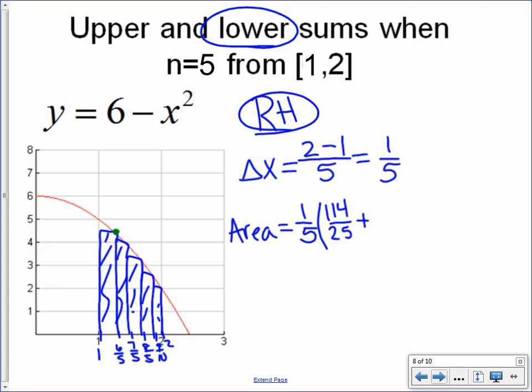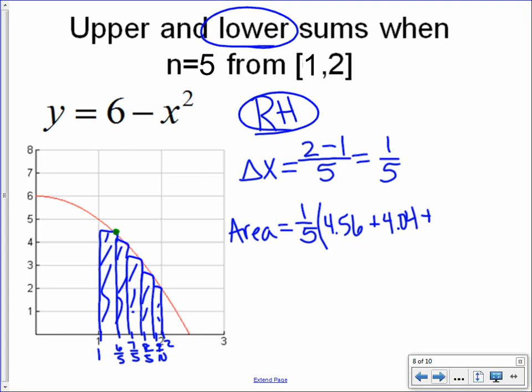Our next rectangle has height when we plug in what for x? 7/5. You know what? These are all nice decimals, aren't they? Okay, let's just do decimals. Because it's something over 25, it's going to be a nice decimal. So 4.04, the first one was 4.56. If they're not nice decimals, leave them as fractions, but these are okay decimals.